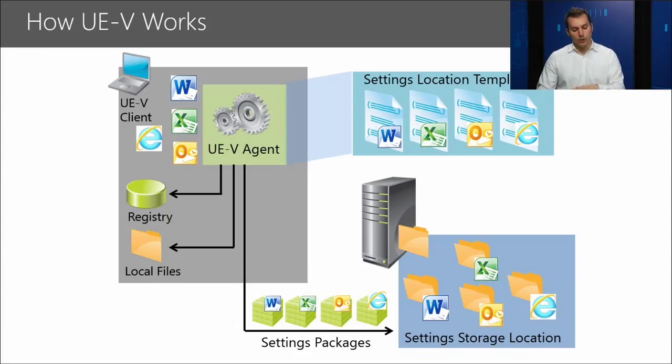Now, lower right-hand corner, you'll see there's something called the settings storage location. This is where their settings are actually stored. So it's kind of like roaming profiles, where you have a central file server where the settings are stored. The only difference now is we're not talking roaming profiles, we're talking about these application settings. So the settings location templates say which applications. The settings storage location on the file server is where the settings actually reside. When the user is moving around from one device to another, they will download the settings from that central location.